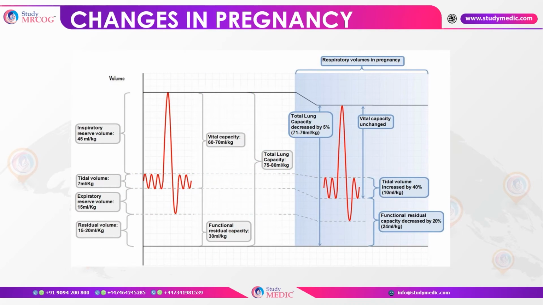A little about the changes in pregnancy. Physiological changes in pregnancy occur. So what are they? The vital capacity is unchanged. The tidal volume increases by 40%. The total lung capacity reduces by 5%, and the functional residual capacity reduces by 20%.